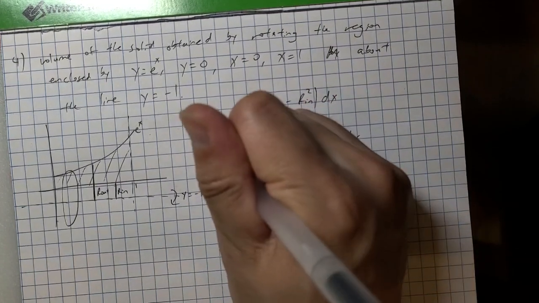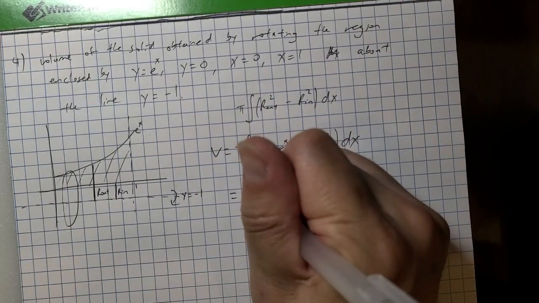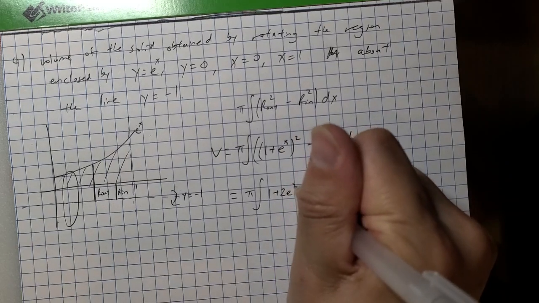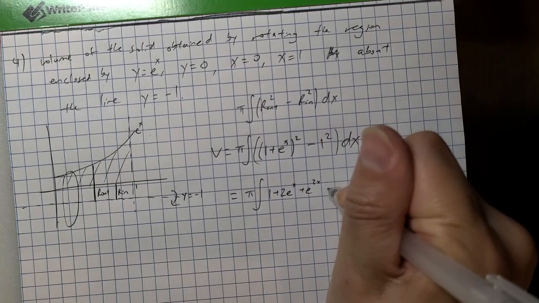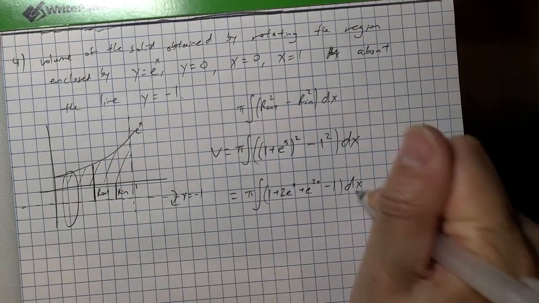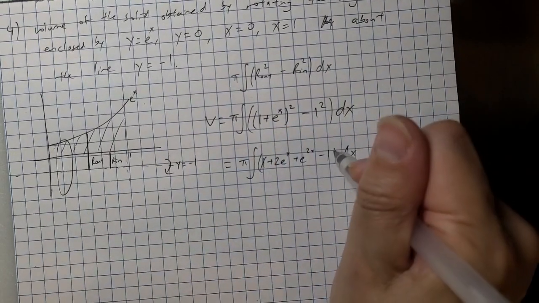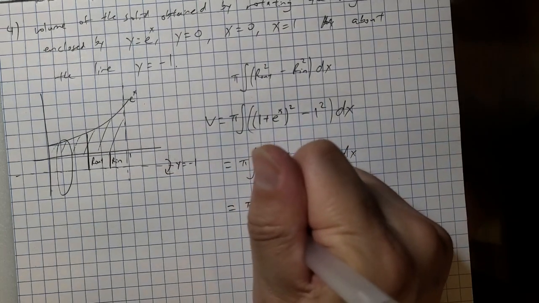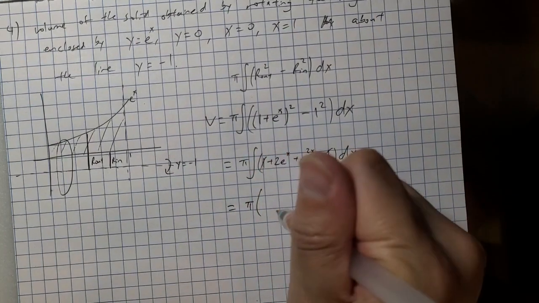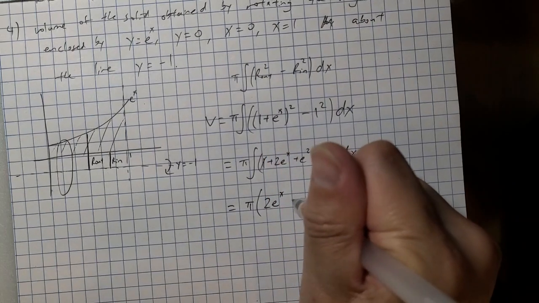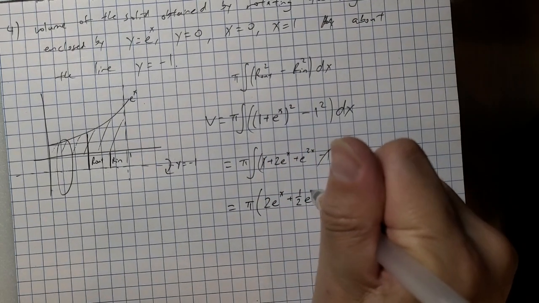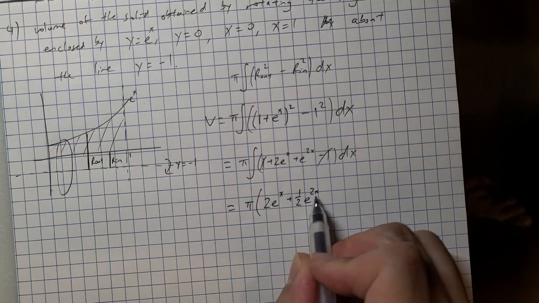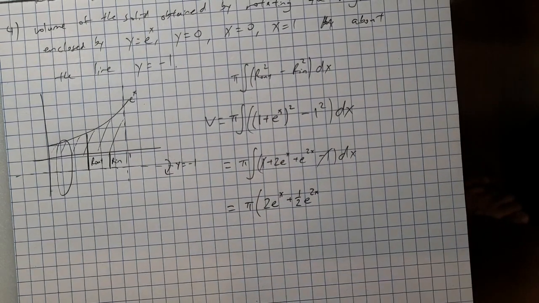As simple as that. So we solve this. This is volume. V is equal to pi integral. Let's expand this. That'll be 1 plus 2e to the x plus e to the 2x minus 1 by dx. This one and this one would cancel. So now we integrate here. That would be pi times 2e to the x plus half e to the 2x. You could do a substitution there if you want. I just did it in my head. If you differentiate this, you get e to the 2x.